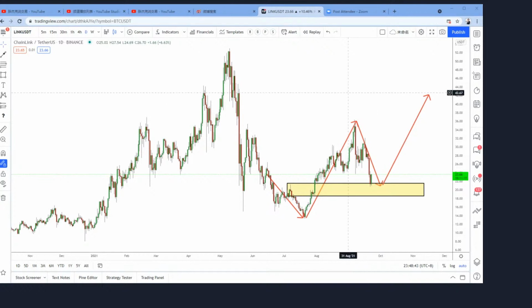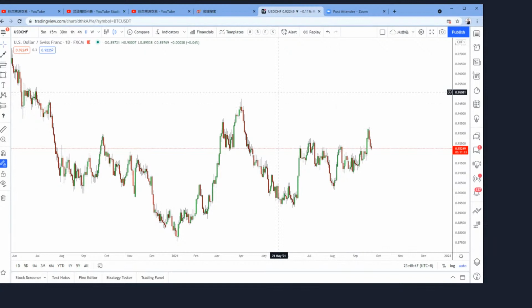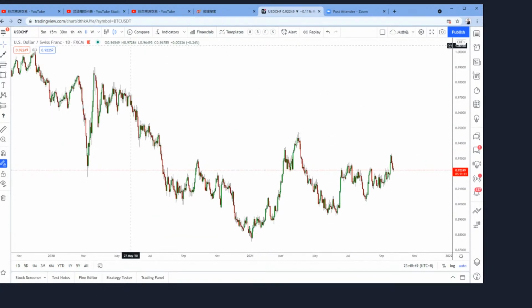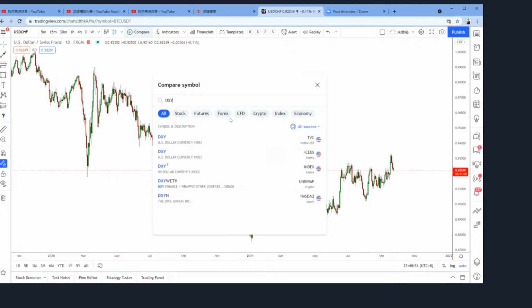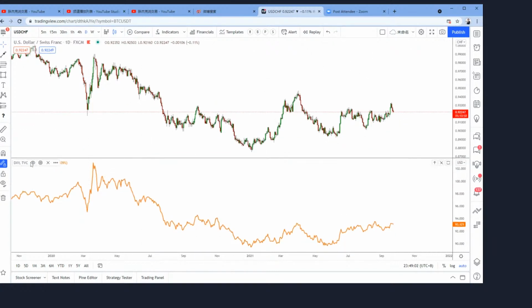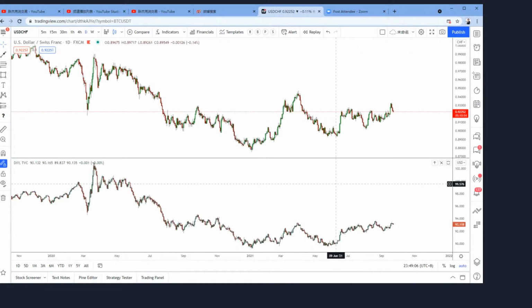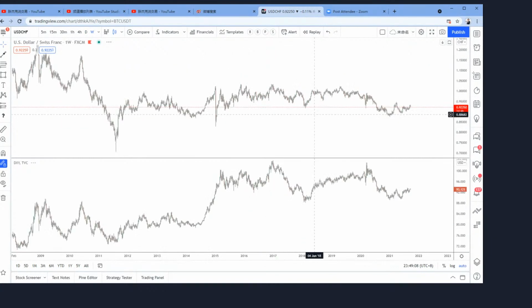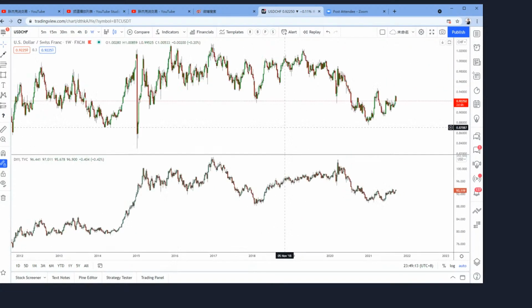Can you analyze dollar Swiss? Sure. Dollar Swiss will have the same move performance as the dollar index. Just remember this. It is super correlated. So you can just put the dollar index and the dollar Swiss together and check the weekly chart. It is almost 90% the same.